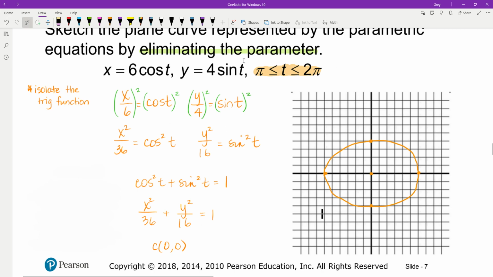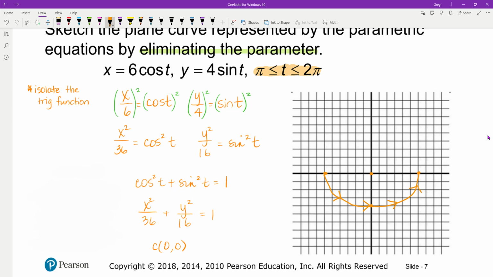But as I said, we always have to draw arrows on it and figure out which way it goes. So I'm going to go back up here. And it said that t is in between pi and 2 pi. Well, if you remember your unit circle, pi is over here and 2 pi is here. And if I go from pi to 2 pi, that means I only need the bottom half of this ellipse. And that is my graph. And the direction that I went was this. So this is what my arrows are going to do.